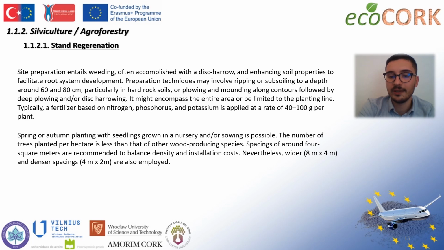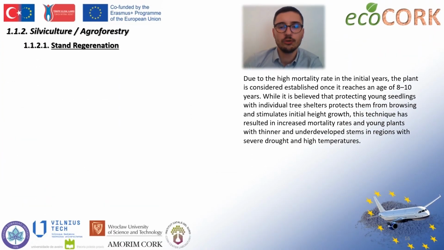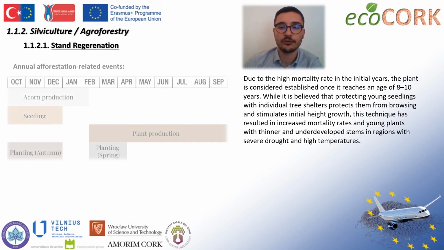Fewer trees are planted per hectare than with other types of trees that make wood. To find a good balance between density and cost of installation, spacings of about 4 square meters are suggested. Still, both wider and denser spacings are used. Due to the high rate of death in the first few years, the plant is considered to be well established when it is 8 to 10 years old.